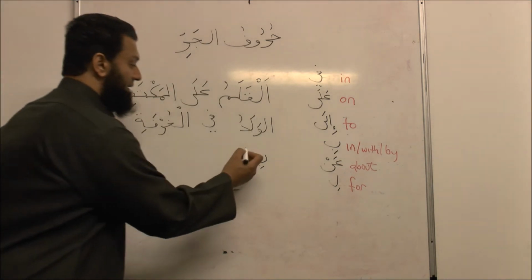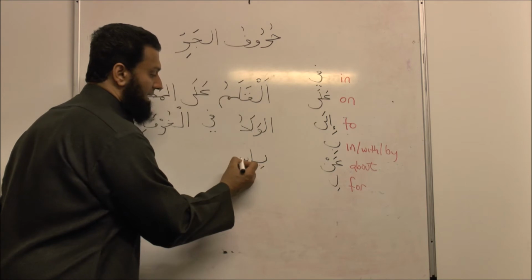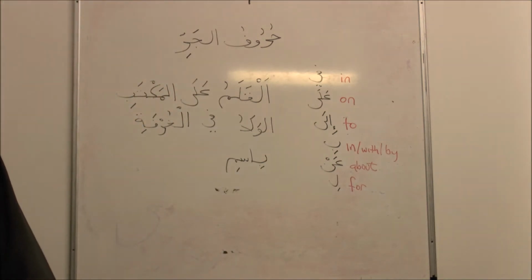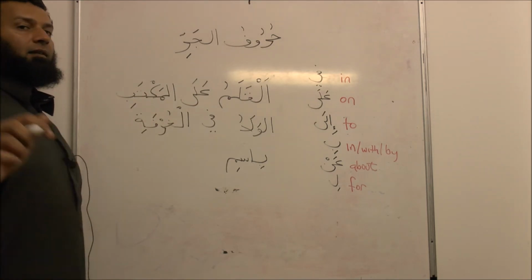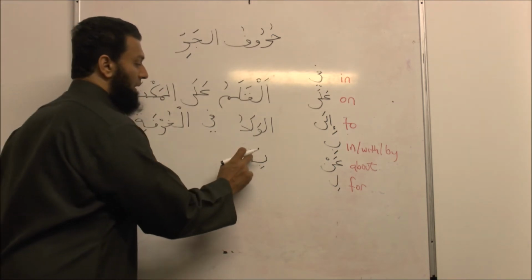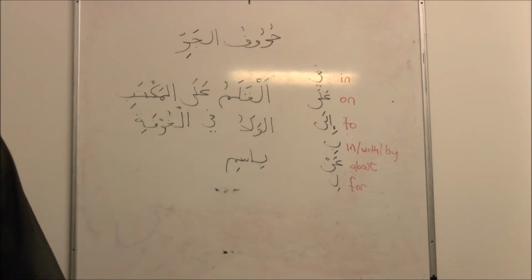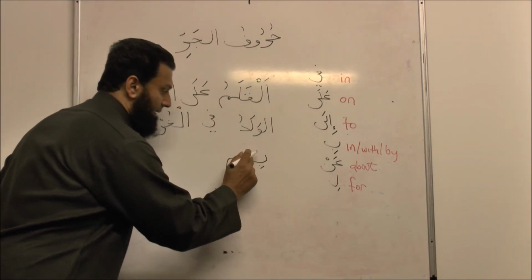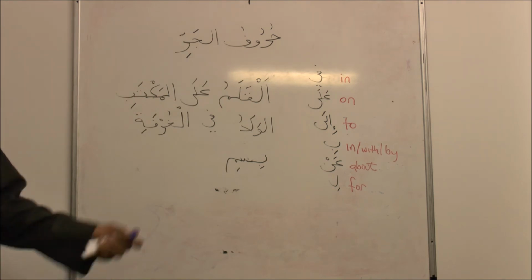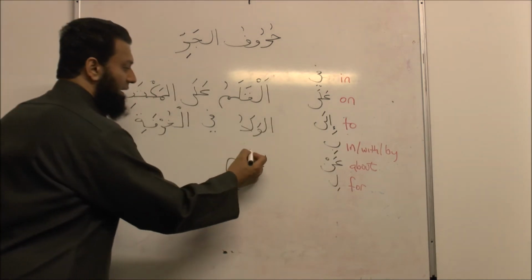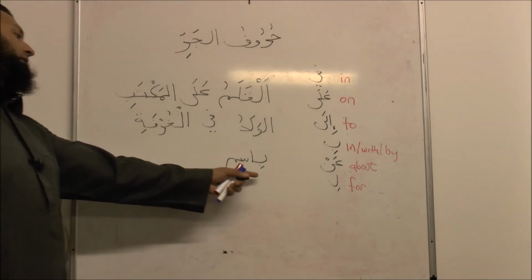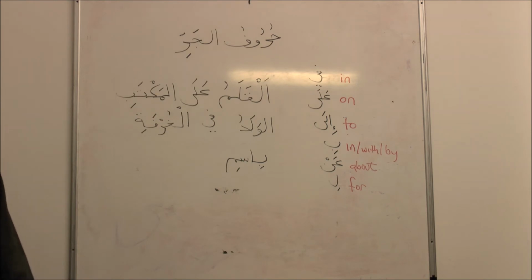Ismun. So you say bis me. Right? But in the Quran, that alif isn't written, which is why it doesn't look like that. It looks like that. Next time you open it, have a look. But that's only for the Quran. Here, we would write it like this.